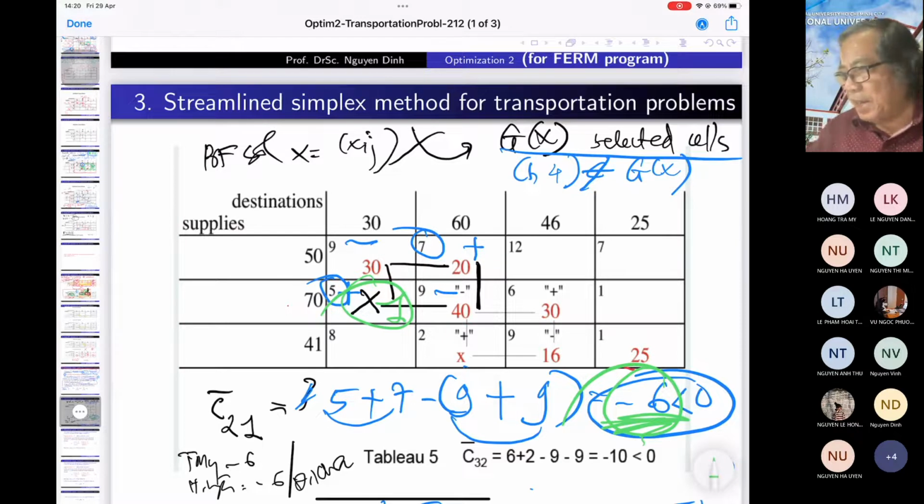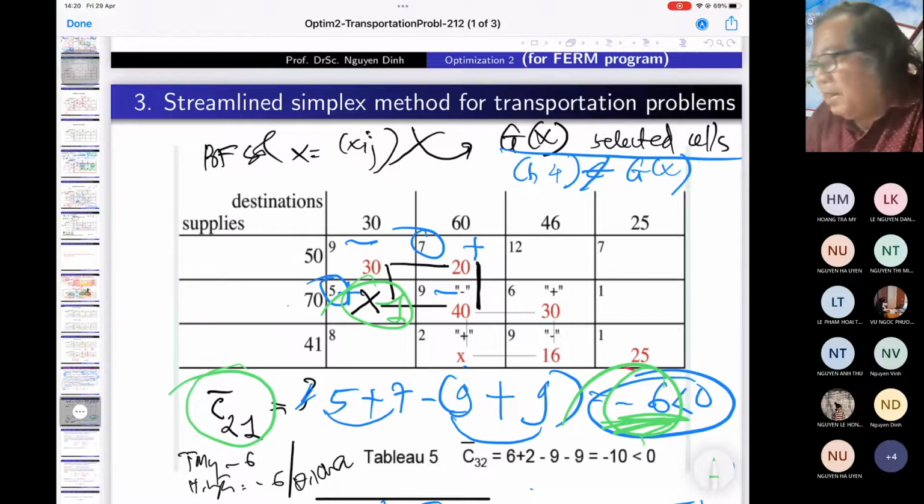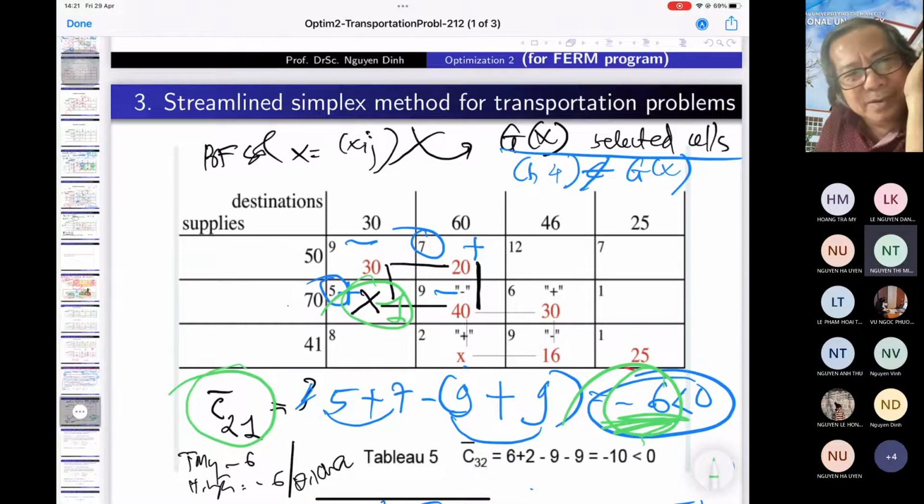And then in this case, if you choose this as the entering cell, what is the leaving cell in this case? Which cell is the leaving cell? If you choose C21 as entering, then which one will be leaving? Hello? Leaving is the cell 1 1.